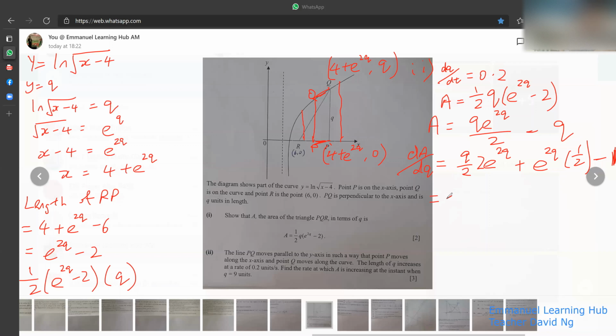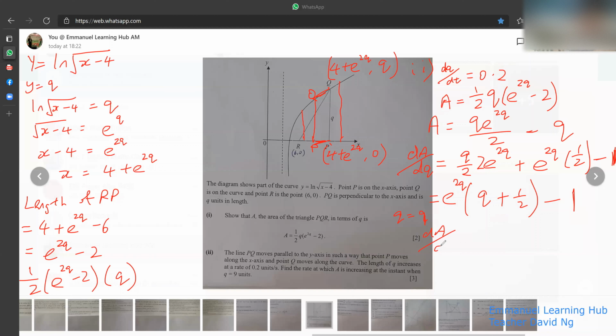Then you simplify further, right? You can take out your e to the power of 2Q. You take out e to the power of 2Q, you have Q plus half, then minus 1 is here. This is your dA/dQ. Okay? Then dQ/dt is 0.2, right? So when Q is 9, I substitute Q is 9.